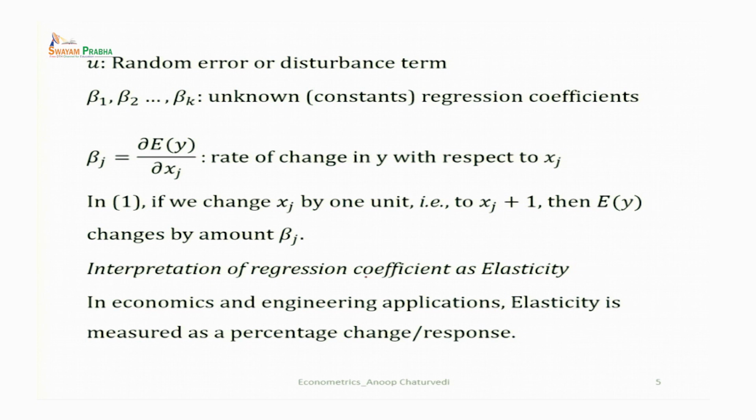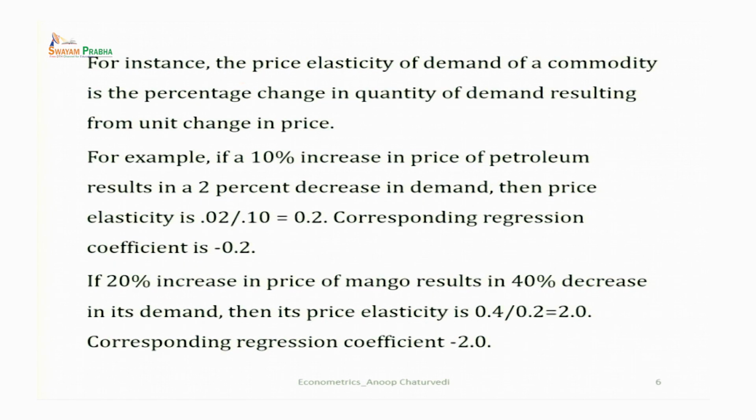Then we can also give an interpretation of these regression coefficients as elasticity. In economics and engineering applications, elasticity is measured as a percentage change or percentage response. So, for instance, the price elasticity of demand of a commodity is the percentage change in quantity of demand resulting from unit change in price. So, for example, suppose a 10% increase in the price of petroleum results in a 2% decrease in demand. Then the price elasticity is 0.02 divided by 0.10, which is equal to 0.2, and then the corresponding regression coefficient is minus 0.2.